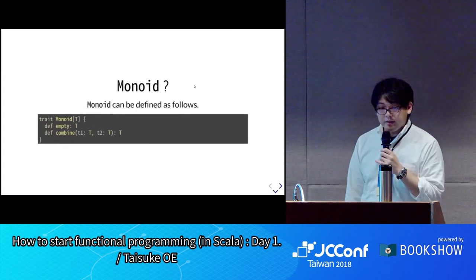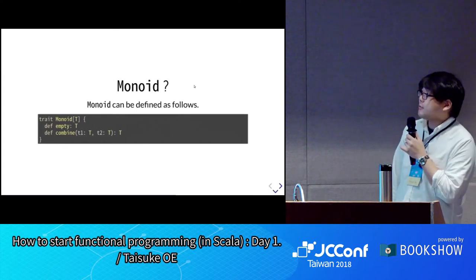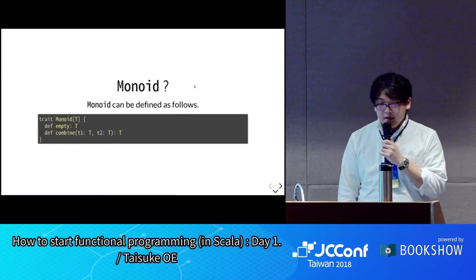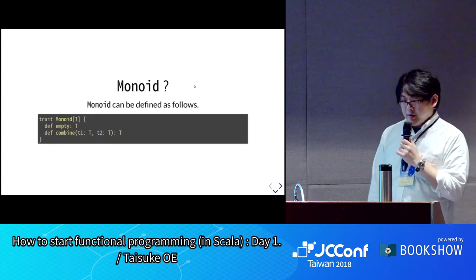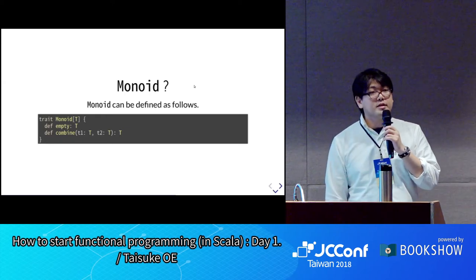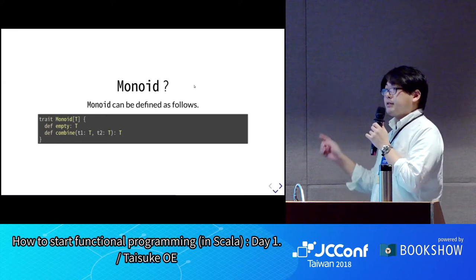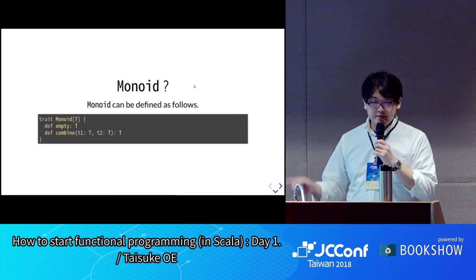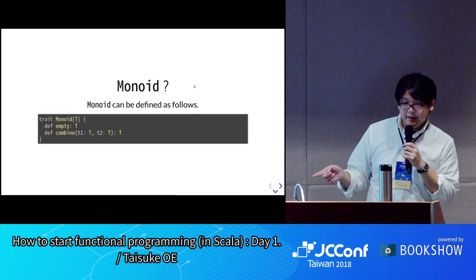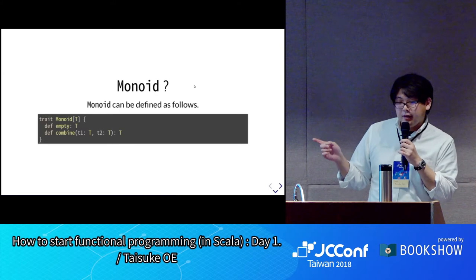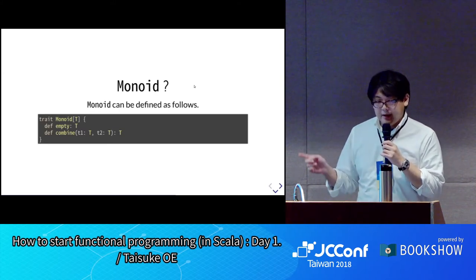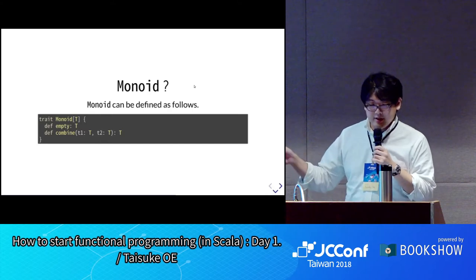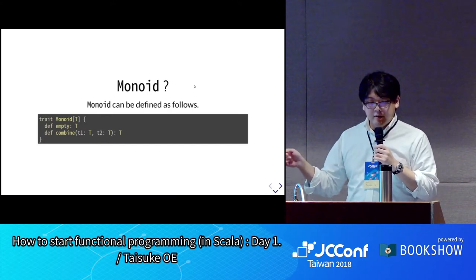Okay, the monoid. Monoid can be defined as follows. It takes a type parameter, and the first method will be empty, which stands for the default value of the type T. The second method will be combine. This is something like the combine function we defined, but it's already generalized by the type parameter T.